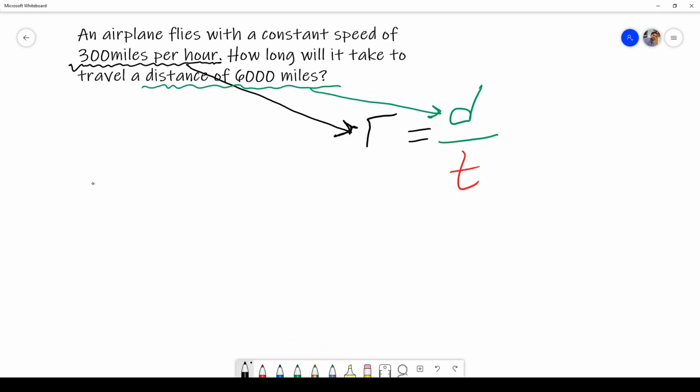So we know the rate, that's 300, equals, what's the distance? 6,000 over t, the time. And so we're just solving for t. If you notice, this is very similar to what we just did the other day, where you have the variable on the bottom, and you need to get t up here and solve by itself. It doesn't matter what side you do it. It doesn't matter how you solve it. We just want t by itself.